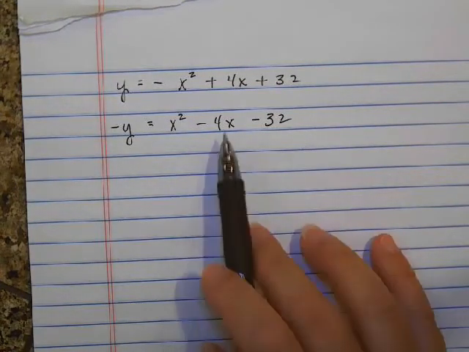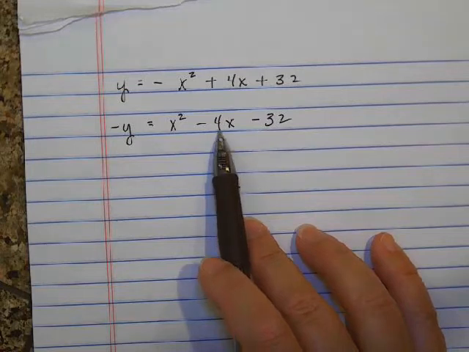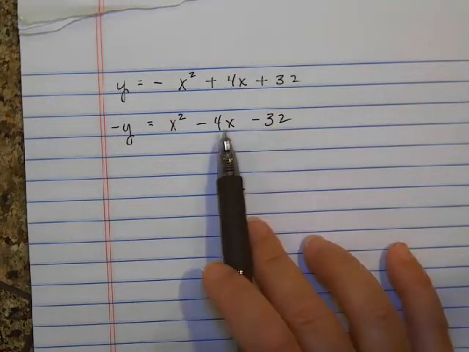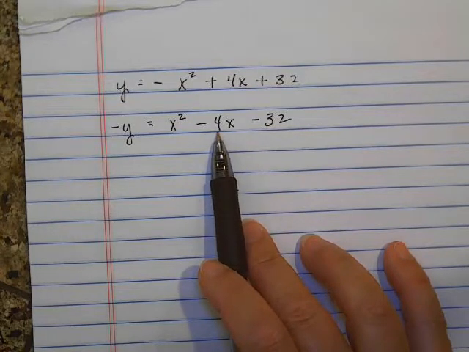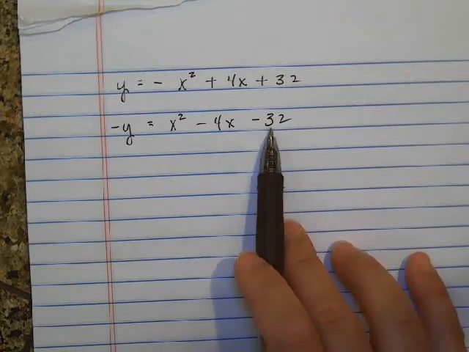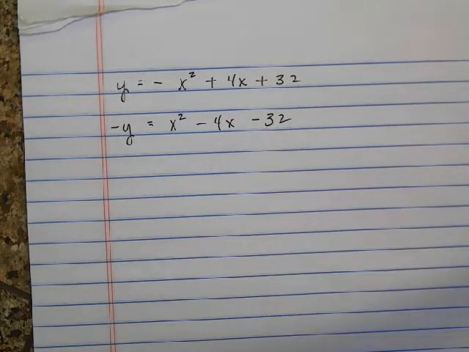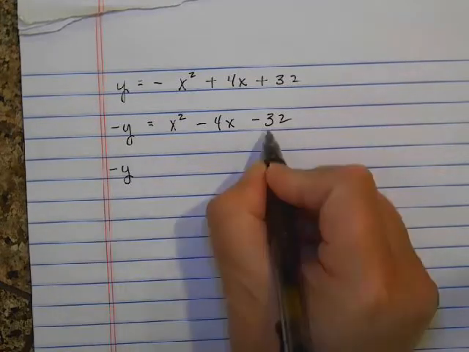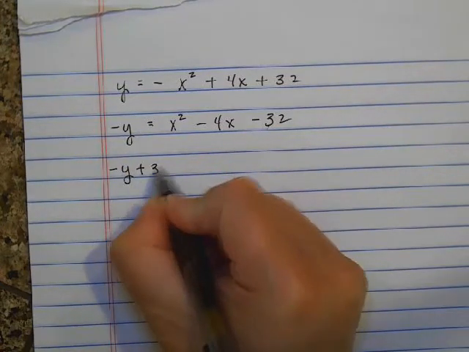The first thing I check to see if it's already there is half of this number squared in this spot right here. What is half of negative 4? Negative 2. What's negative 2 squared? 4. That is not what's right here, so I'm going to have to do some work on this one to put it into vertex form. So I'm going to start by moving this 32 to the other side by adding 32.